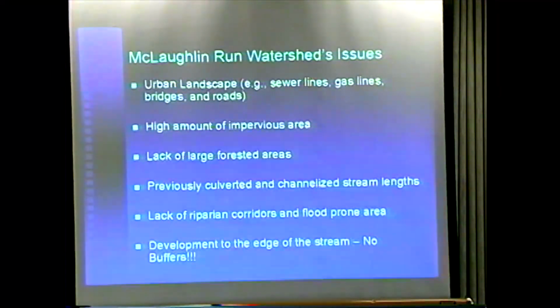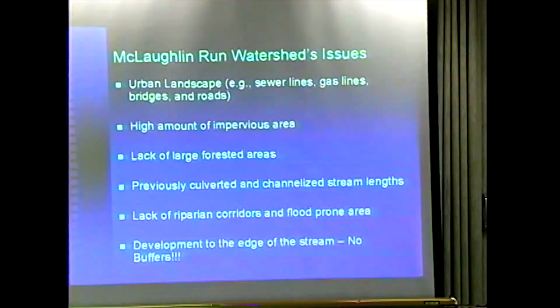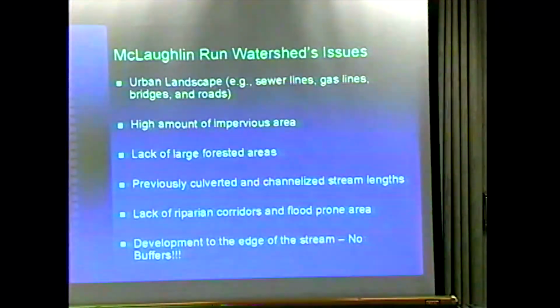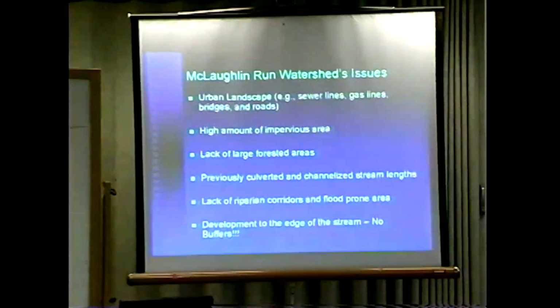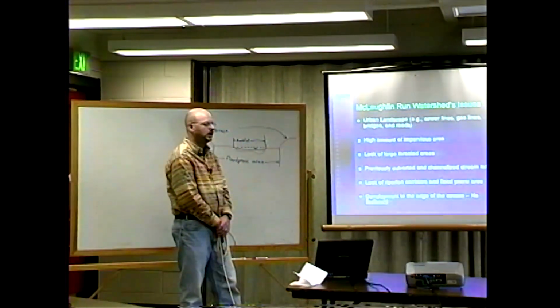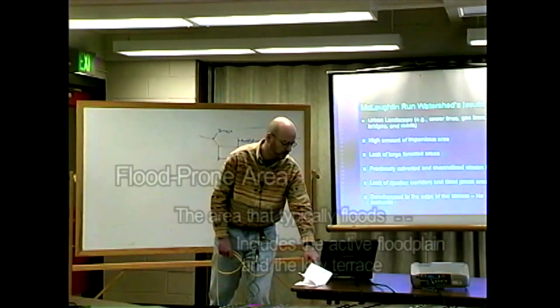The lack of riparian corridors and flood-prone area. It's essentially the same thing as a stream running through a culvert or a channelized area. If you don't have any flood-prone area, you have no place for the stream to slow the effects of all the stormwater it's carrying. It has no place to drop its sediments it's carrying. And of course, we have development to the edge of the stream. No buffers. That just exacerbates everything.